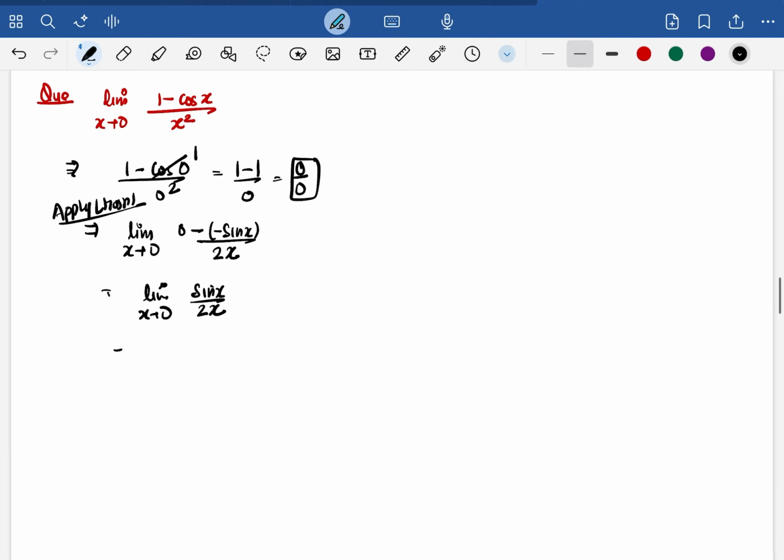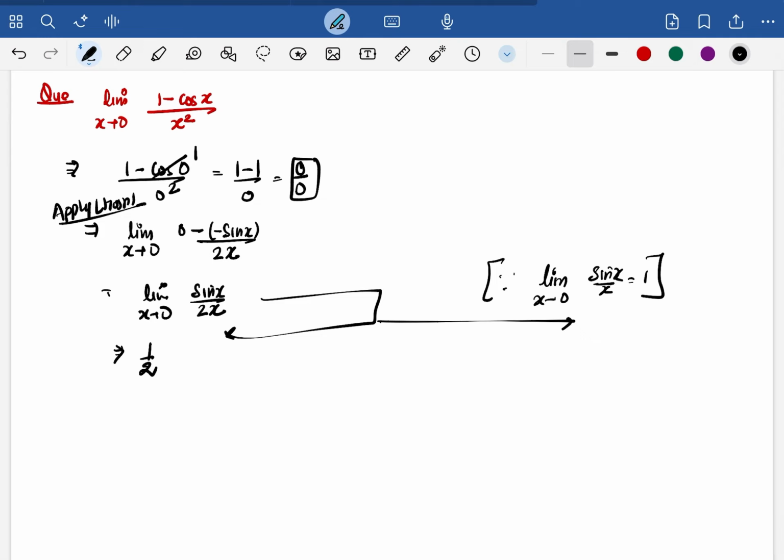Okay, and if you recall the result, though there are two methods, either you can apply the direct result, because we know that limit x tends to 0, sin x by x is 1. Okay, so what you can do, there are two methods possible. Let's say method number 1, method number 2.